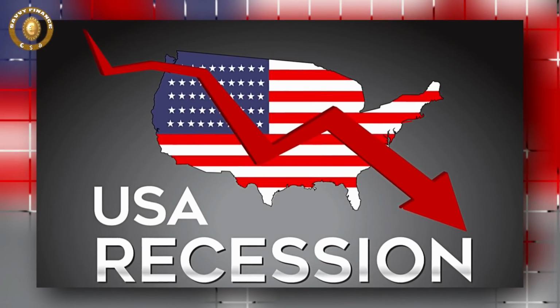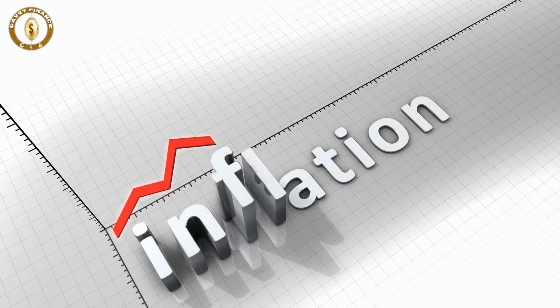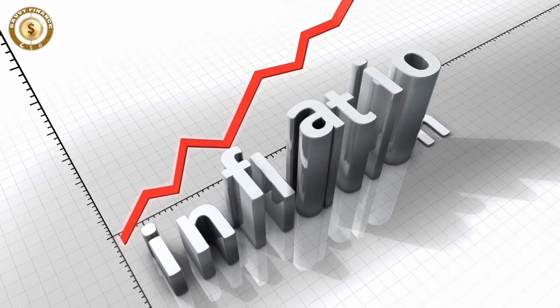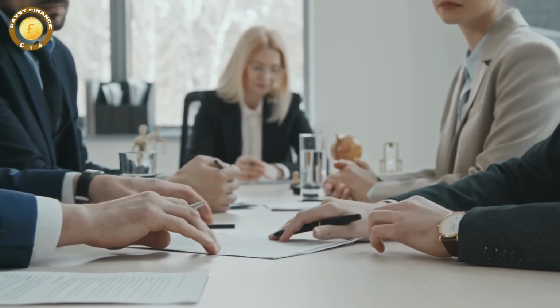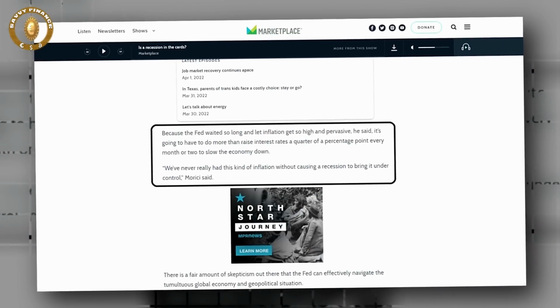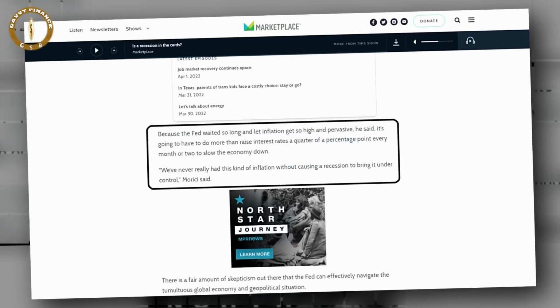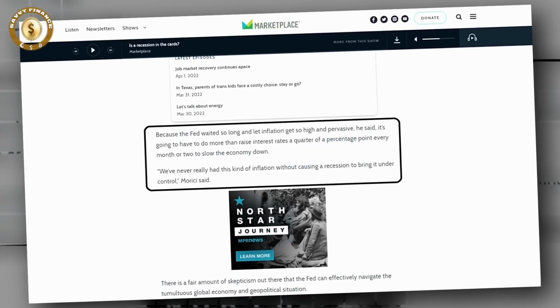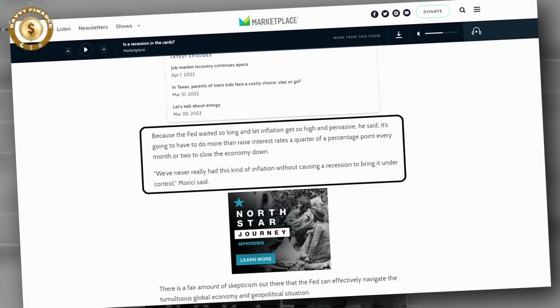Economy headed for a recession? Economists, as always, are mixed on this question. On the hawkish side are those who've been warning for a while that inflation was getting out of hand. The Fed has been consistently overly optimistic about inflation coming down, and it's really behind the curve, said Peter Morrisey, a professor emeritus at the University of Maryland. Because the Fed waited so long and let inflation get so high and pervasive, he said, it's going to have to do more than raise interest rates 0.25 percentage point every month or two to slow the economy down. We've never really had this kind of inflation without causing a recession to bring it under control, Morrisey said.